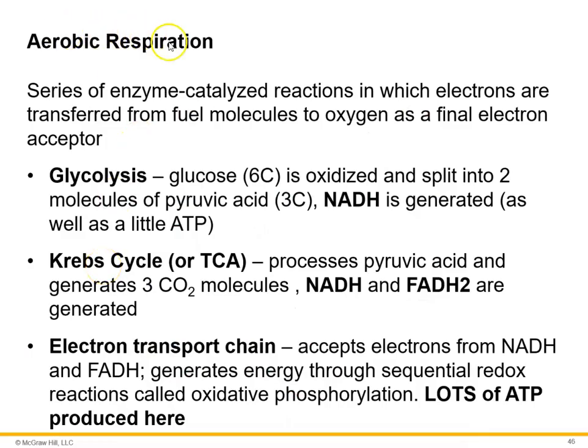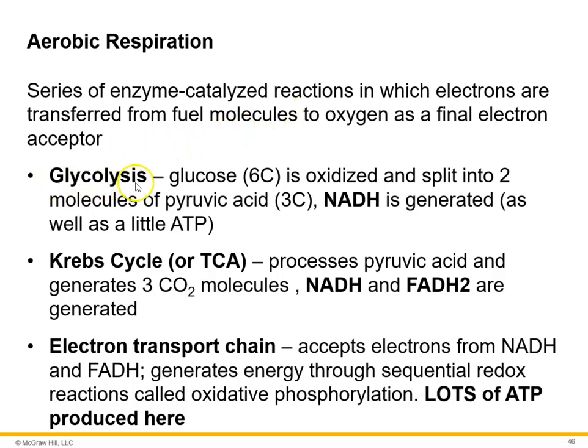Okay, aerobic respiration. Remember, it's going to be these 3 coupled pathways. Glycolysis, the Krebs cycle, also called the tricarboxylic acid cycle, also called the citric acid cycle, and the electron transport chain or electron transport system. We said these are going to be enzyme catalyzed reactions. So these metabolic pathways involve a lot of enzymes. And the big picture here is that electrons are going to be taken from a nutrient and are going to be transferred to oxygen. And in doing that, ATP is produced.